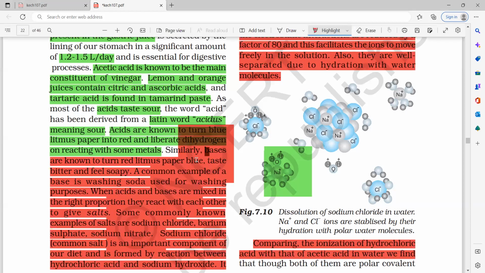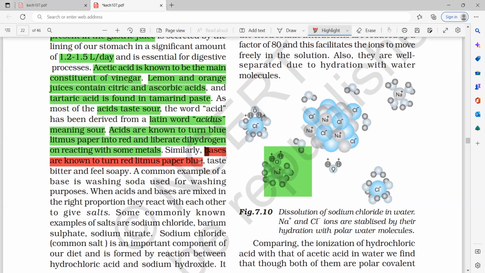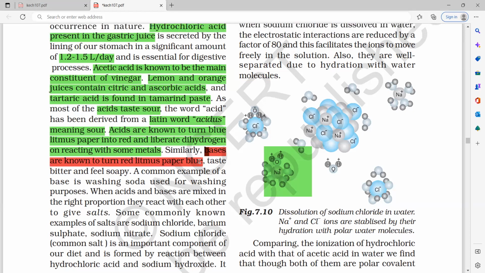Bases are known to turn red litmus paper into blue. They taste bitter and they are soapy. When you try to touch them, you will feel kind of soapy. A common example of a base is washing soda used for washing purposes. And we know the neutralization reaction.